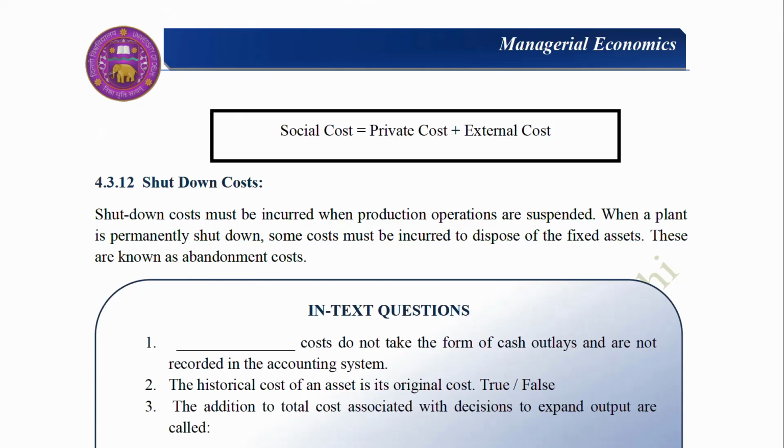4.3.12 Shutdown costs. Shutdown costs must be incurred when production operations are suspended. When a plant is permanently shut down, some costs must be incurred to dispose of the fixed assets. These are known as abandonment costs.